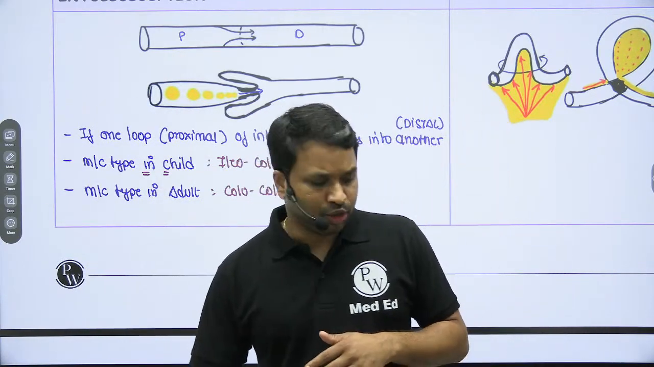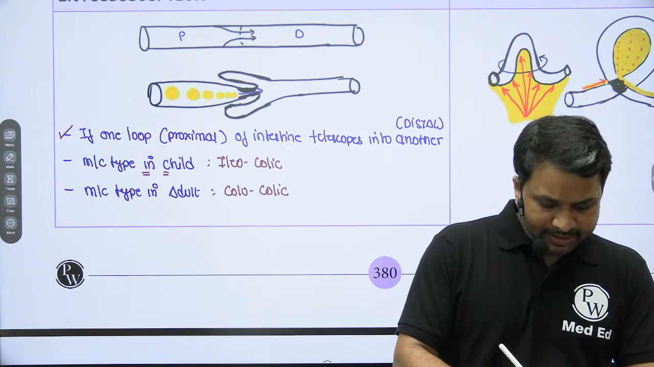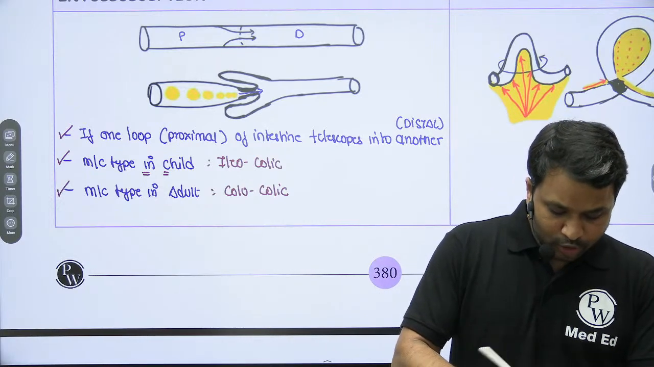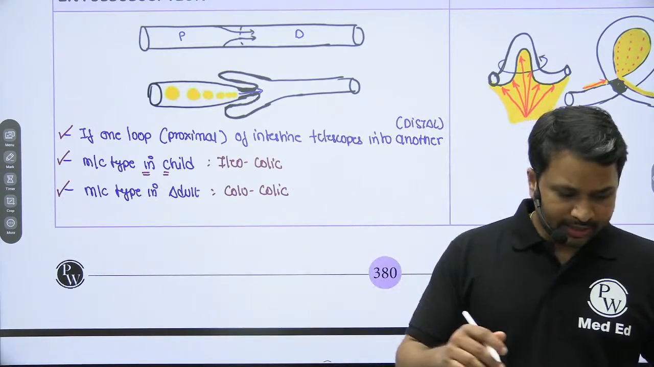Okay? Chalo. So if one loop of the intestine telescopes into another, that is what we call intussusception. The most common type in children is ileocolic, and the most common type in adults is colocolic. That is with respect to intussusception.